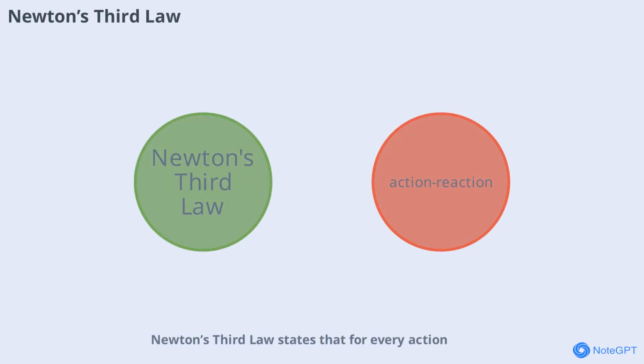Newton's third law states that for every action there is an equal and opposite reaction. This means that forces always come in pairs. If you push on a wall, the wall pushes back with an equal force. This law explains everything from how rockets launch to why we can walk by pushing against the ground.